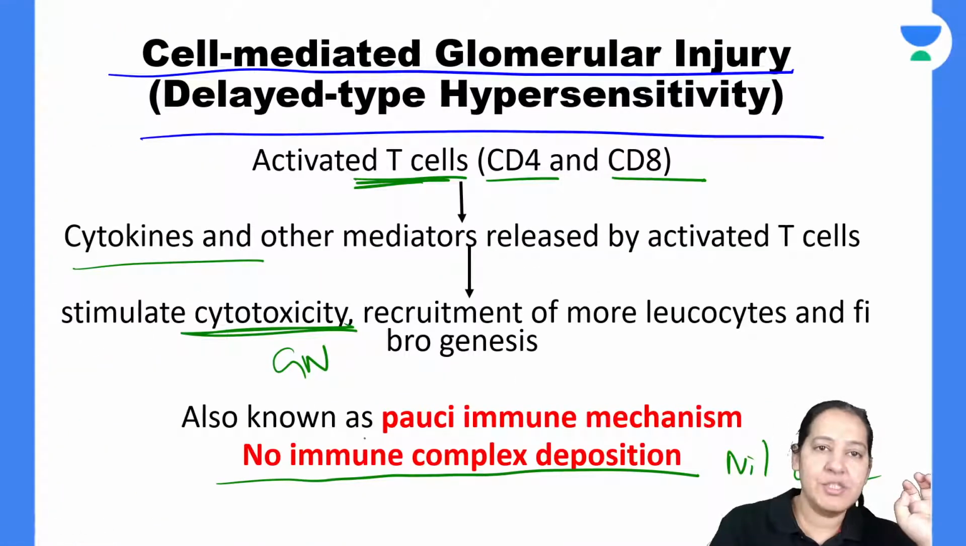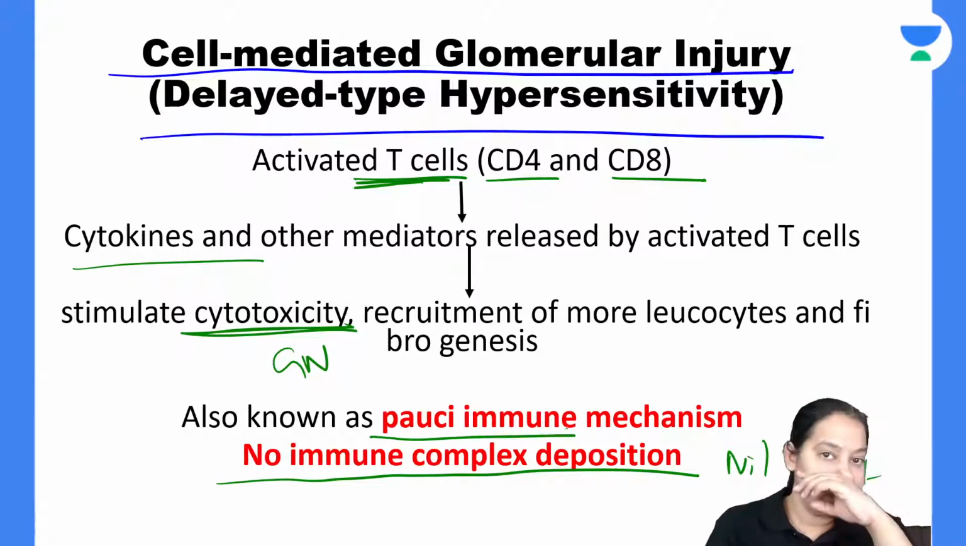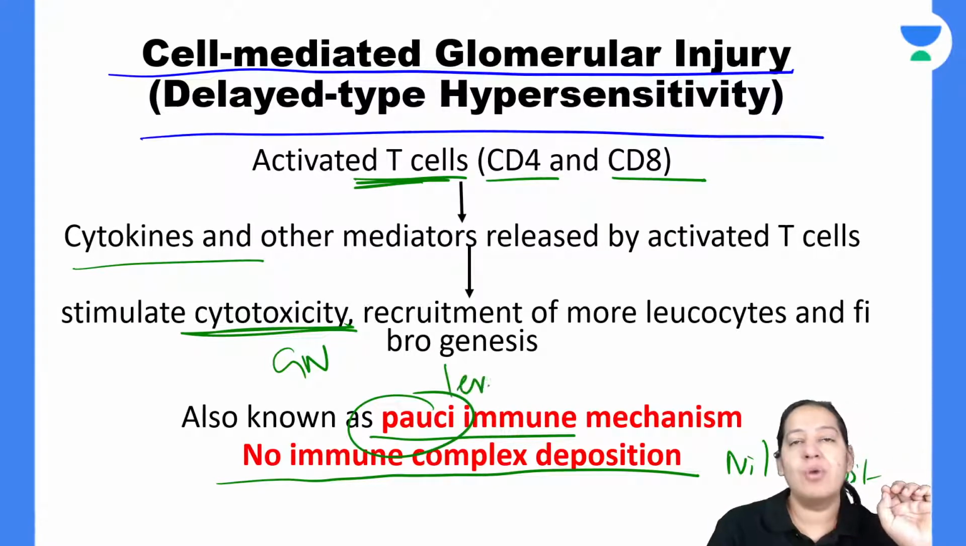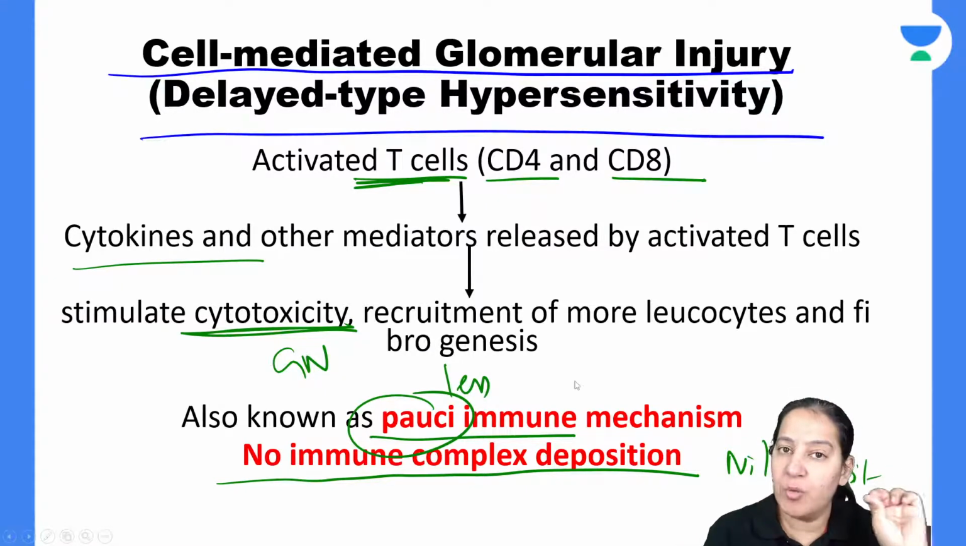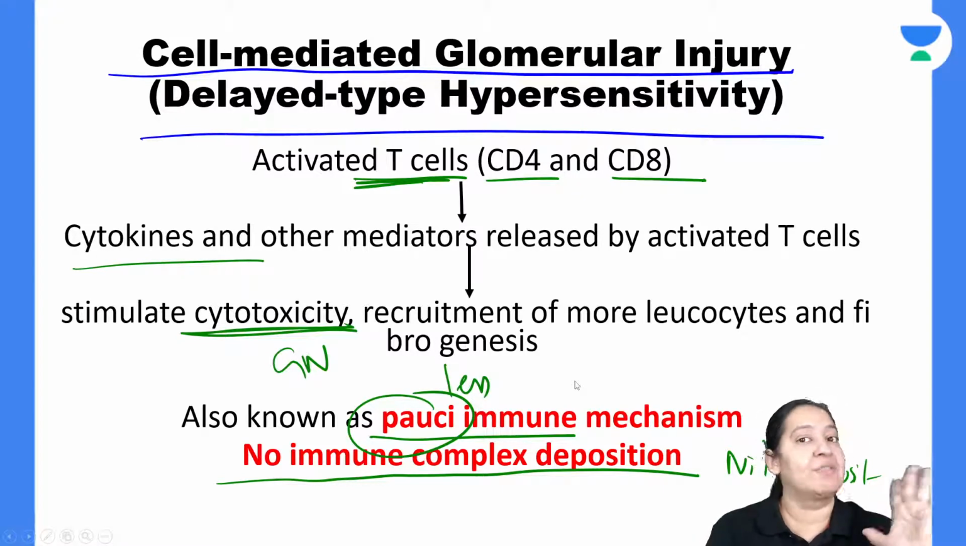That's why it is also known as pauci-immune. Pauci means less. So less immune complexes or no immune complexes are there. So please learn these terminologies. It is due to T lymphocytes which are causing glomerulonephritis here. It is not antibodies or antigen antibody complexes causing glomerulonephritis like the other 2 previous ones.